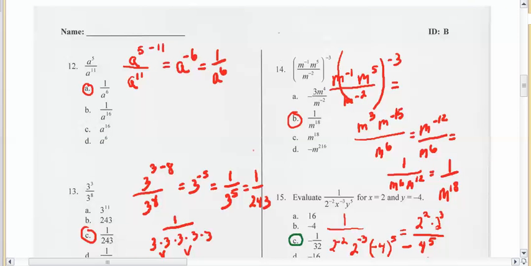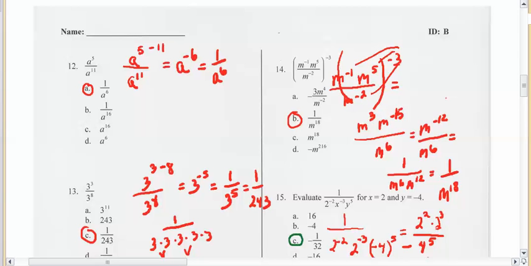Alright, so you have power to power, and it goes to everything inside of the parentheses. So we have negative 3, because negative and negative is positive. I mean positive 3, because negative and negative is positive. Negative 3 and 5, which is negative 15. Negative 3 and negative 2 is a positive 6.